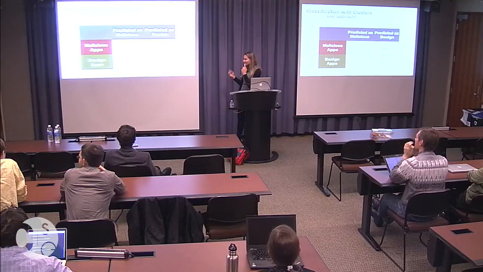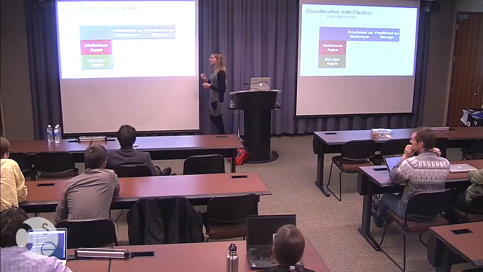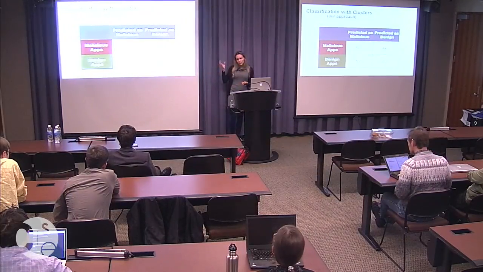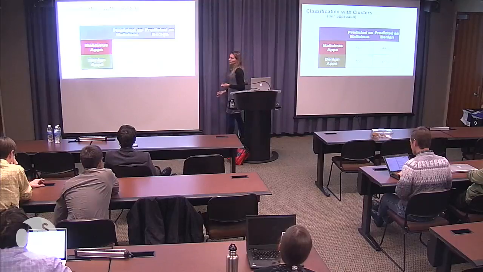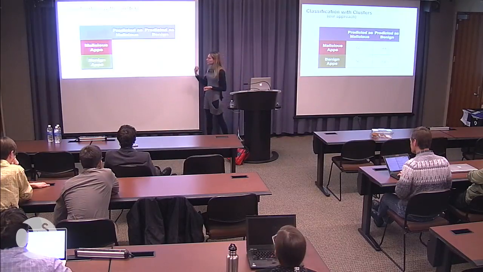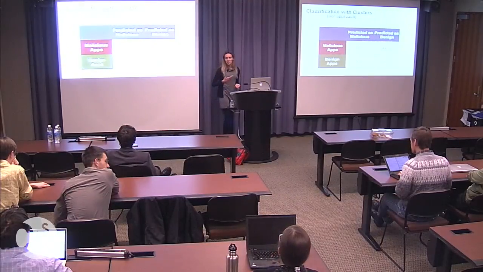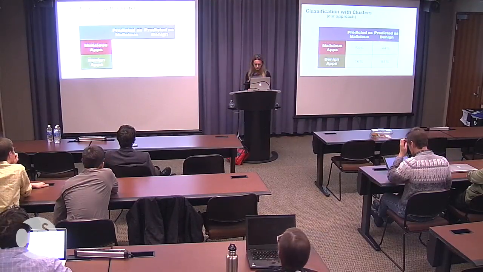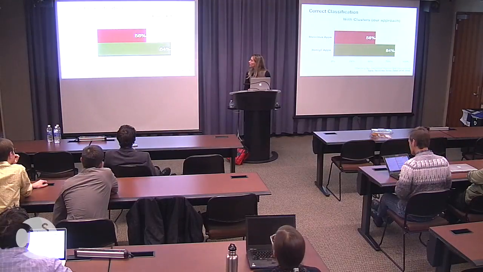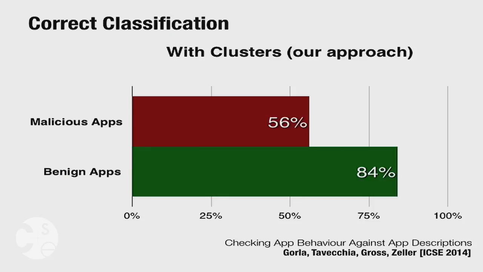But to be honest, the really nice thing about this is that we were learning, so we learned the model just from the benign applications. So we didn't do any training on the malware. So somehow the fact that we could detect a good number of malicious applications as such, just because they were different, was a good result back then. These are the two numbers that are important. So we could detect 56% of malicious applications as such, and we had 84% of benign applications identified as such.